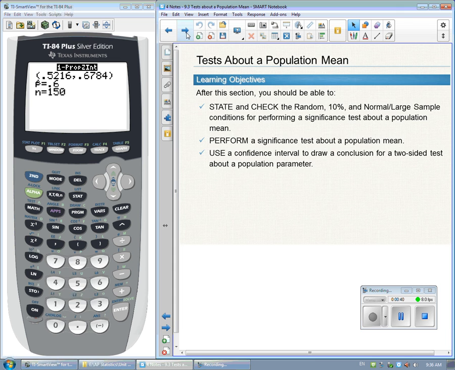Your warm-up, or actually our outcomes for today, are basically going to be to check the conditions for inference when we're dealing with a mean, to perform the significance test, and then also relate significance tests, two-sided significance tests to confidence intervals like we did with the population proportion last class.